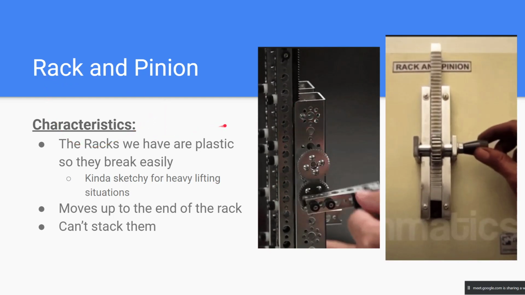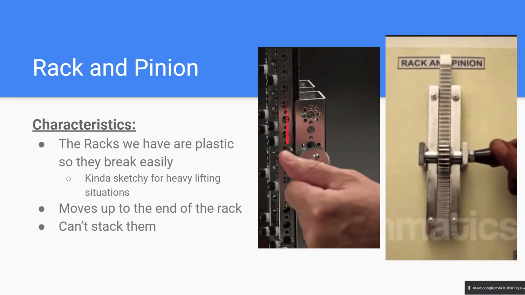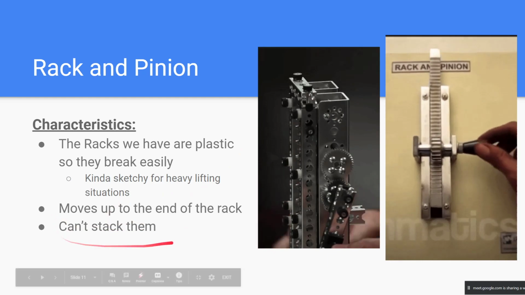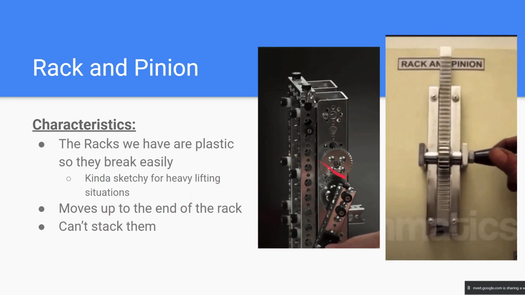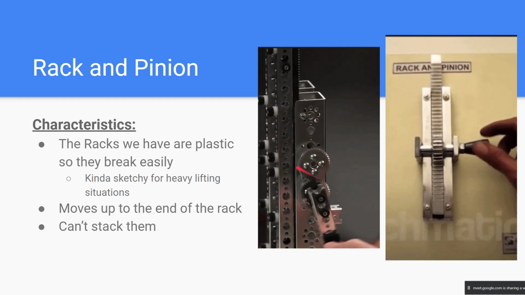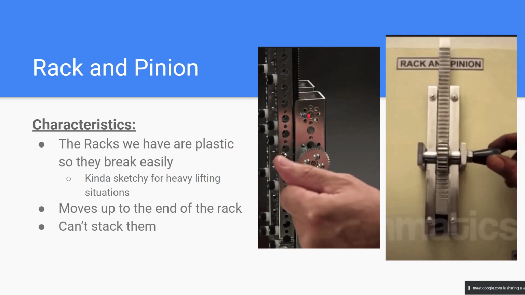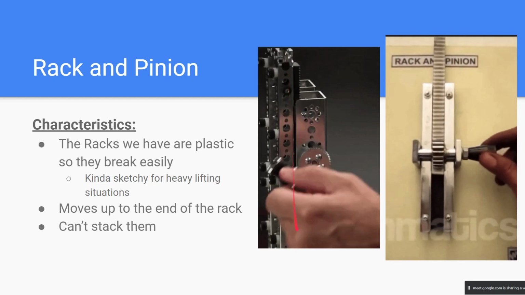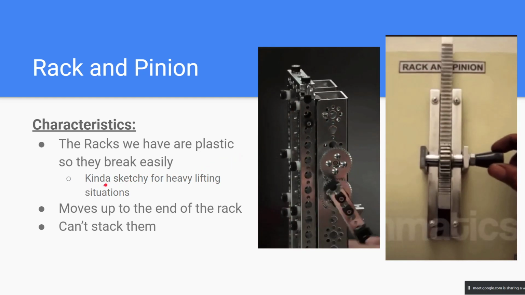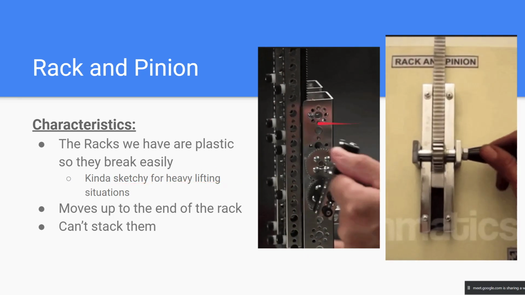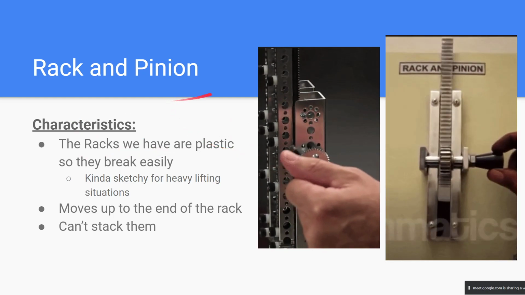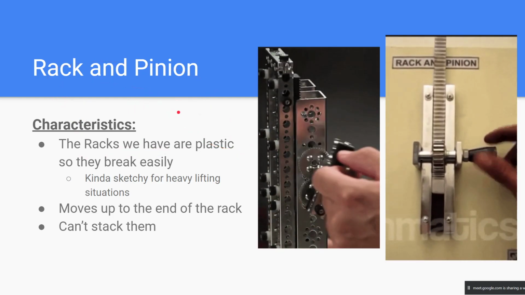You could also do this horizontally or vertically. It doesn't matter. Also, like I said, you can't stack them up to go higher. It's just this one individual thing, and that's as tall as you go. However, your height depends on how long the rack is. That might be a good thing or a bad thing. Basically, it doubles its height, and that's all you have. So, rack and pinion. Okay, next.